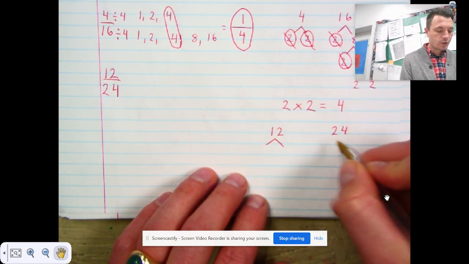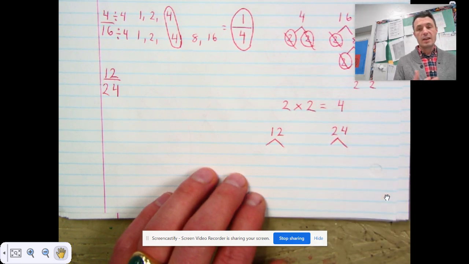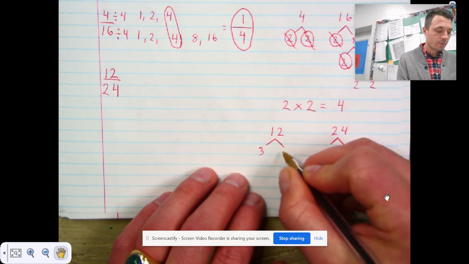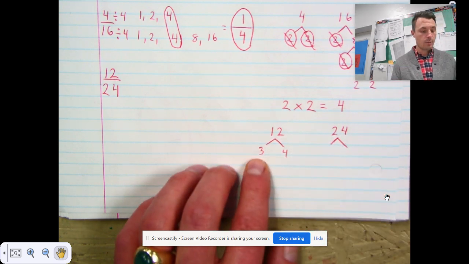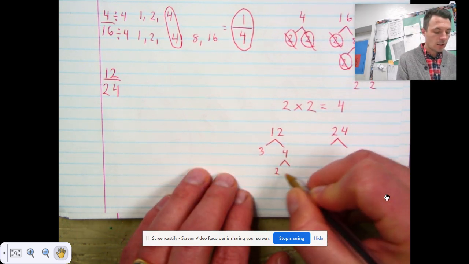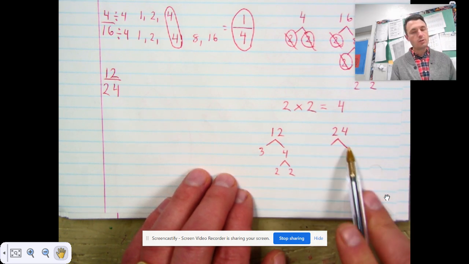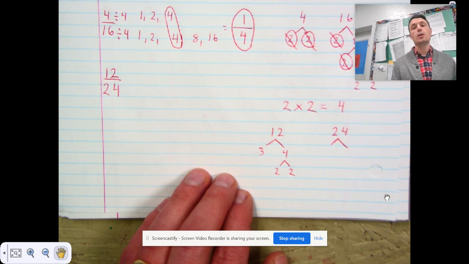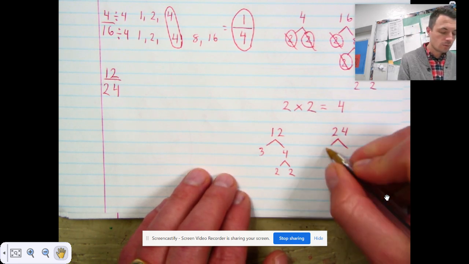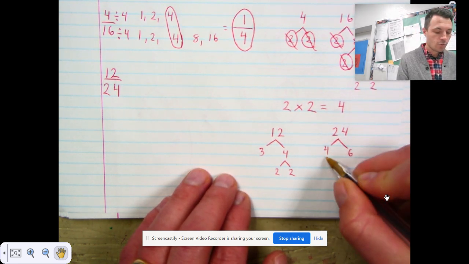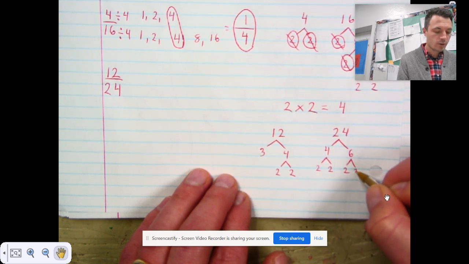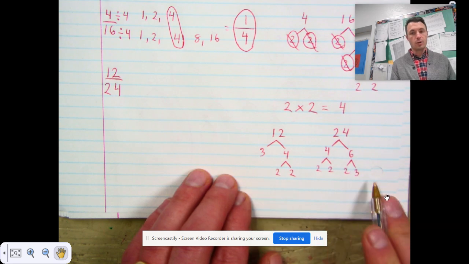They both sprout branches. We pick any two numbers that can be multiplied together to equal 12. We can use 3 times 4. 3 is already prime, 4 is not. 2 times 2 is 4. You pick any two numbers that can be multiplied together to equal 24. You could use 3 times 8, 4 times 6, or 2 times 12. Let's do 4 times 6. 4 is not prime. 2 times 2 is 4. 6 is not prime. 2 times 3 is 6. Now these are all prime.